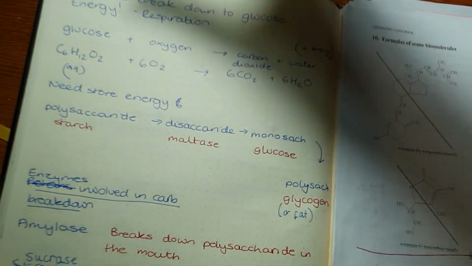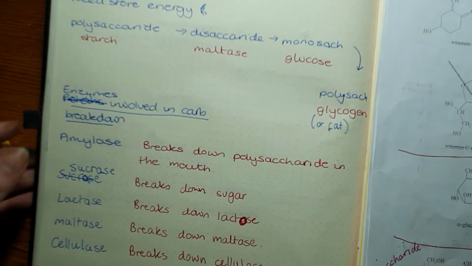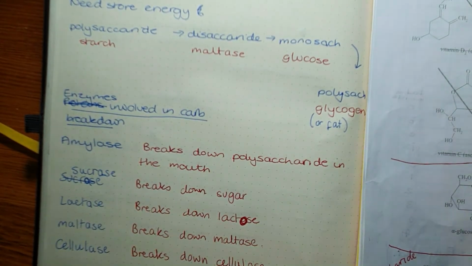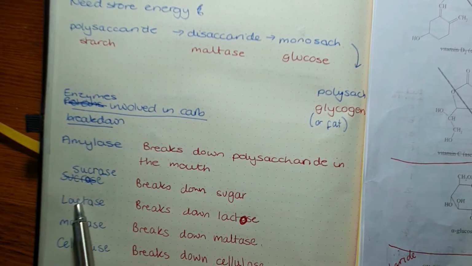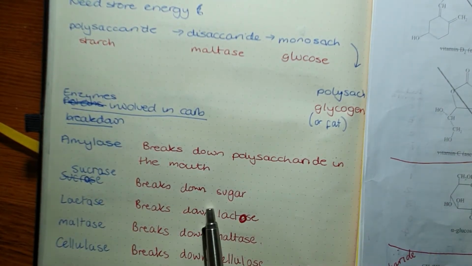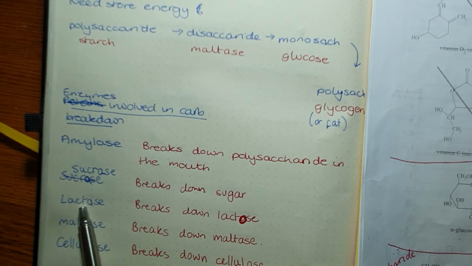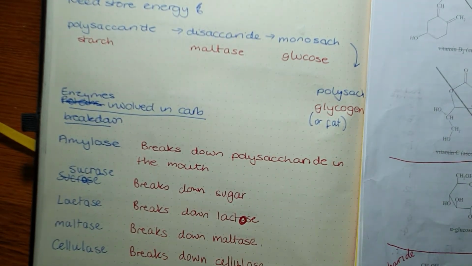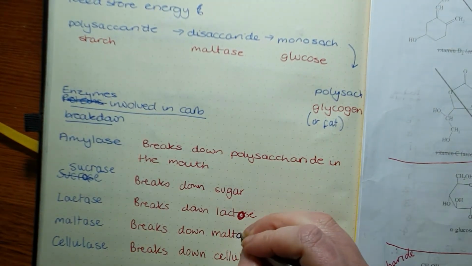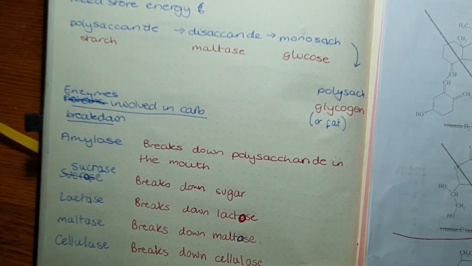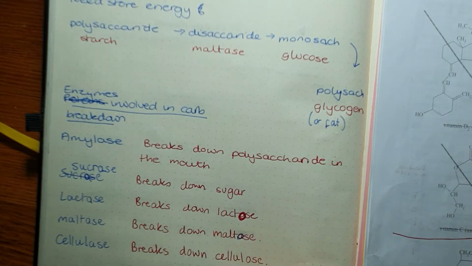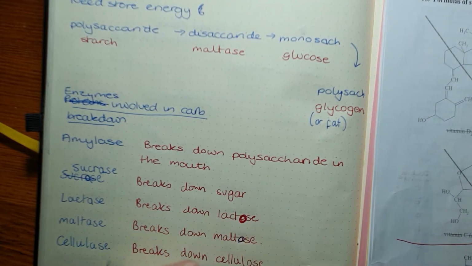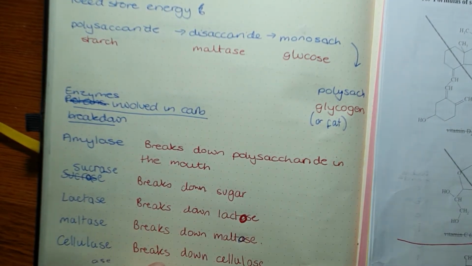Then we have sucrase. Sucrase is the enzyme, and it breaks down sugar or sucrose. Lactase breaks down lactose. Maltase breaks down maltose. Cellulase breaks down cellulose. So lose means it's a sugar. Ase means it's an enzyme.